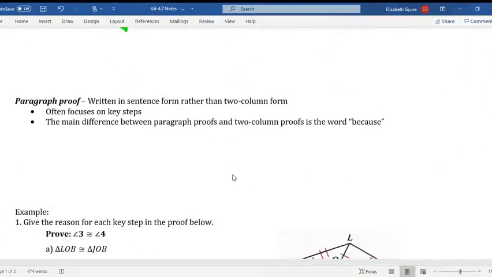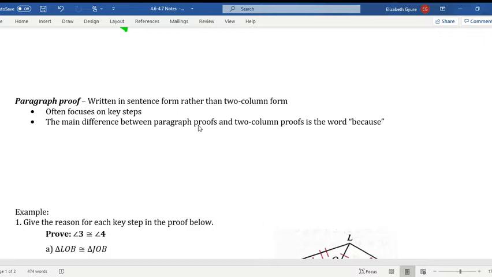Something else you're going to start to see are paragraph proofs. Paragraph proofs are written in sentence form rather than two-column form. They often tend to focus on key steps, or else you're going to have huge paragraphs. The main difference between paragraph proofs and two-column proofs is the word "because." Triangle X is congruent to triangle Y because of the side postulate. That's the key word there, which is implied with the two columns.